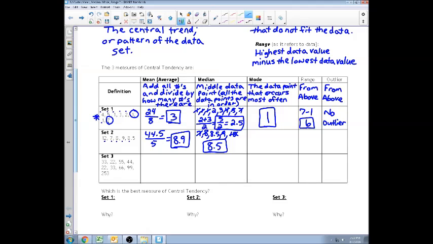Okay? The mode, we're looking for any number that repeats. In this case, I do not have any number that will repeat, so we would write no mode. The range, highest minus the smallest, so it would be 12 minus 7, which is just 5. The outlier, looking at those numbers, what do you think? Do we have an outlier? No, we do not. So we can just write none or no outlier.